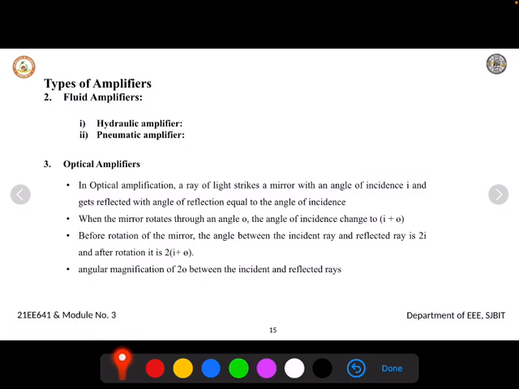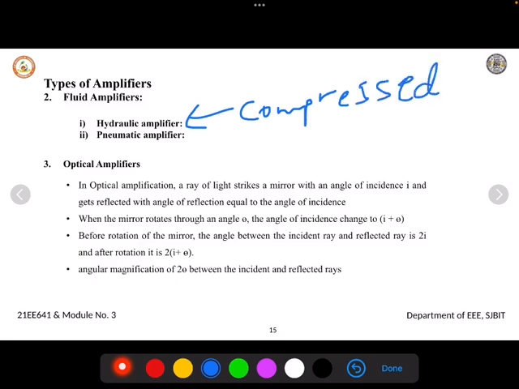So hydraulic, where they make use of compressed oil for hydraulics, and air for pneumatics. So they make use of a compressor. It consists of, in hydraulics, a tank, an oil tank, where the oil will be pumped using the motor.